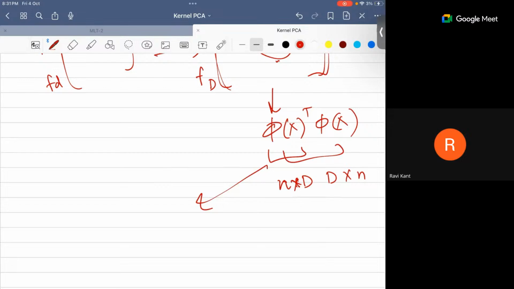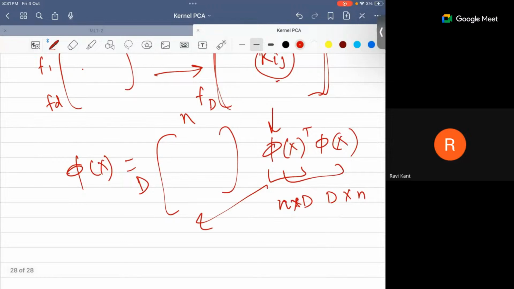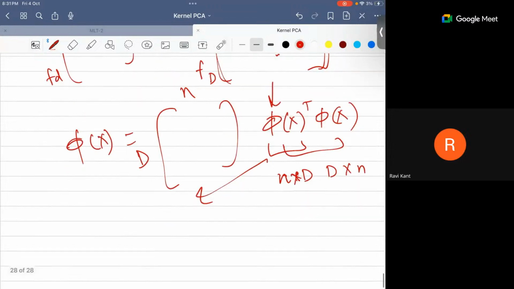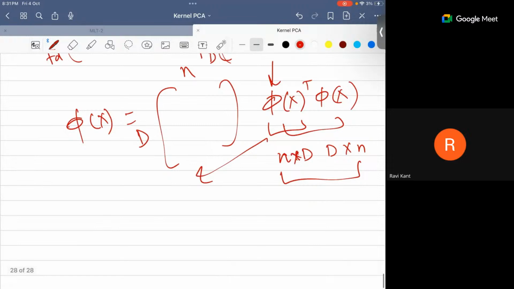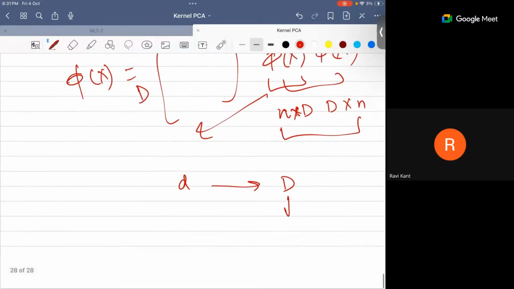Okay, the phi of x that you will be getting is in the form of some bigger dimension, D cross N. Correct. So now the matrix that we have got in the form of phi of x transpose phi of x is N cross N. But we went from a smaller d dimension to some bigger D dimension, right? For which covariance matrix do we have to calculate the eigenvectors? It is phi of x phi of x transpose, correct? But we got the matrix in the form of this.